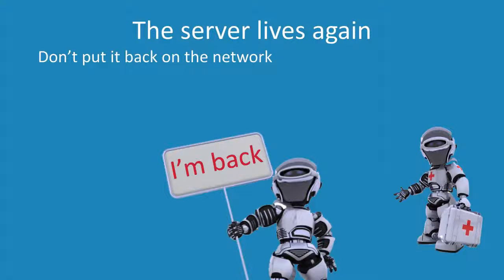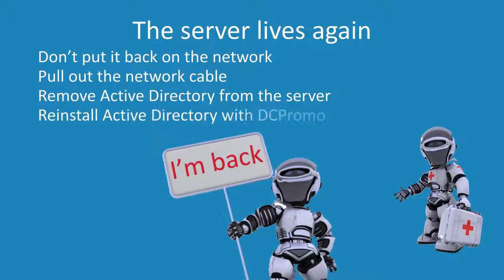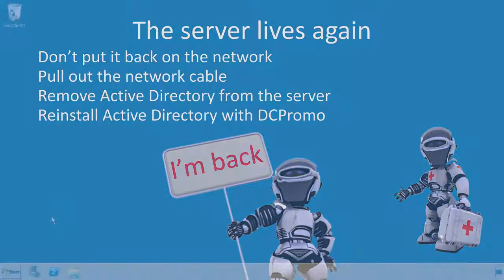The best option is to reformat and start again, but you may have data on the server that you want or software that is difficult or time-consuming to reinstall. To recover the server, first pull out the network cable from the server. This will stop it from communicating to clients and other domain controllers and potentially causing problems. Next, start the server up with the network cable not plugged in and remove Active Directory from the server. Once Active Directory is removed, you can reinstall Active Directory using DC Promo. Let's have a look at how to remove Active Directory from a server.